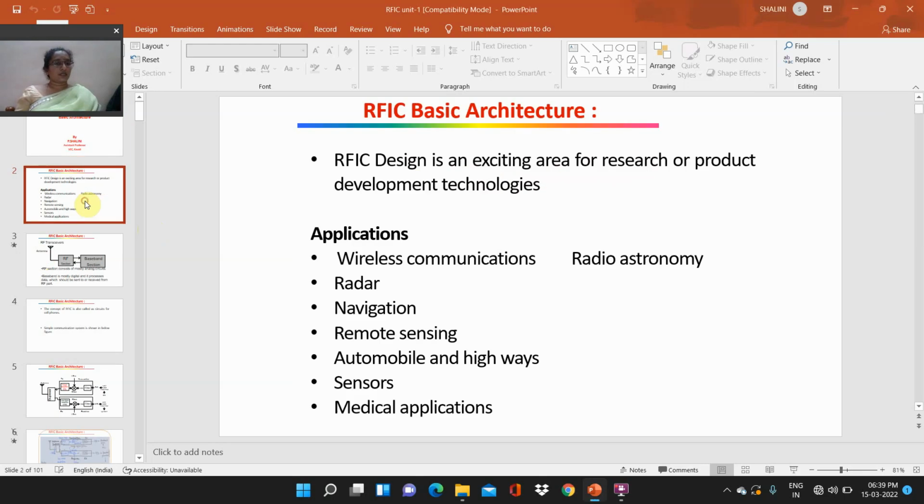What is RFIC basic architecture? RFIC design is an exciting area for research or product development technologies. And what are the applications of RFIC? Wireless communications, radar, navigation, remote sensing, automobile and highways, sensors, medical applications, and also radio astronomy.